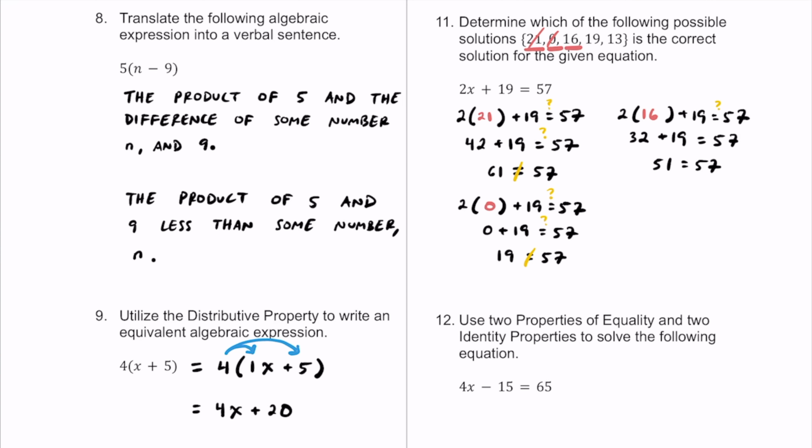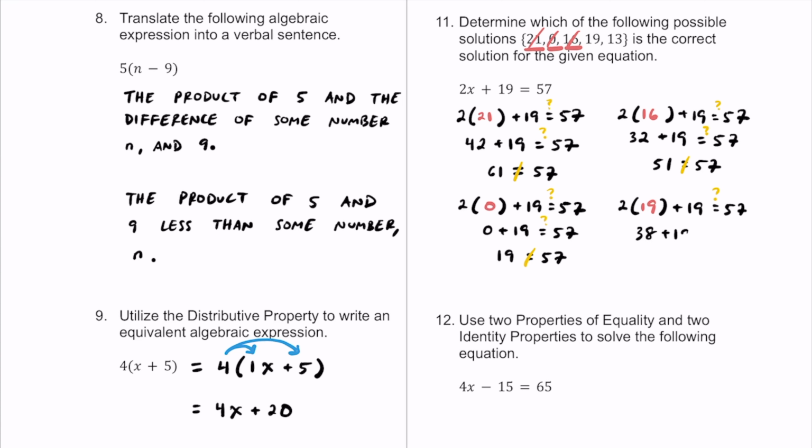Well, we still didn't know, and now we know it's definitely not true. Okay, so that's not the solution either. Next, let's go ahead and try 19. Let's have 2 multiplied by this 19, and then we're going to add 19 and see if that's equal to 57. All right, so 2 times 19, that's equal to 38.